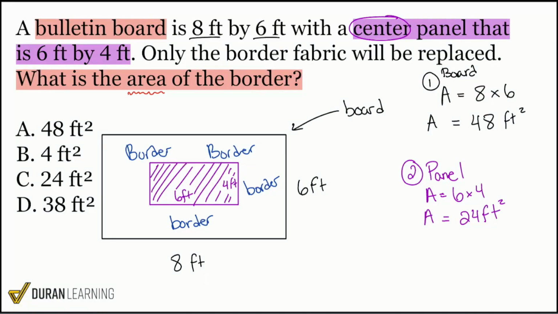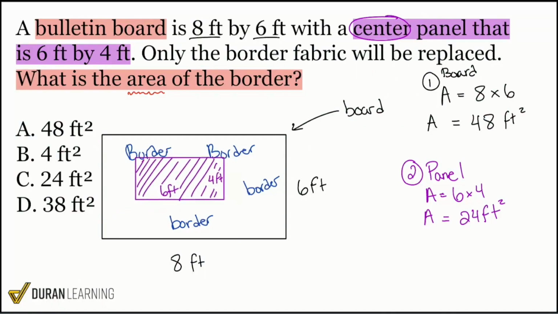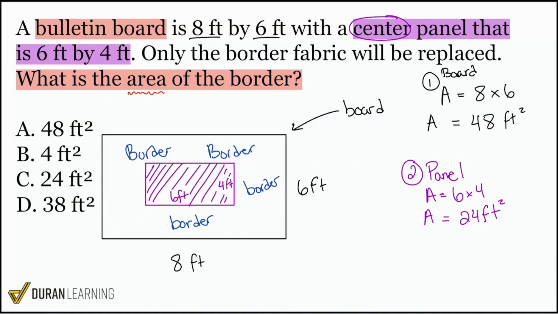So now that we have both of these areas, what we must do, like I just said, is we are going to not include the area of the panel. We don't want this area. We only want the area here on the border. So what I will do is I am going to subtract. I'm going to take the area of the board and I'm going to subtract the area of the panel, and that's going to give me what I need.